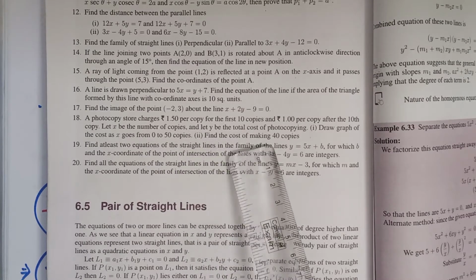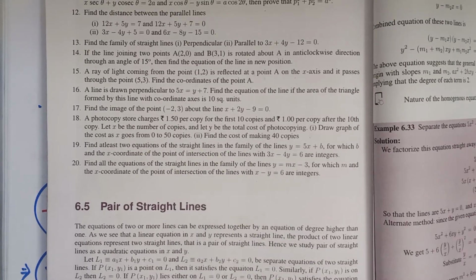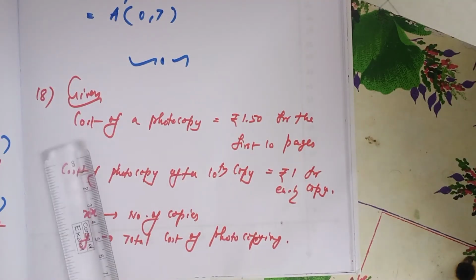Find the cost of making 40 copies. Two subdivisions are there. Can do one by one. First, the graph. Question number 18. What is given?